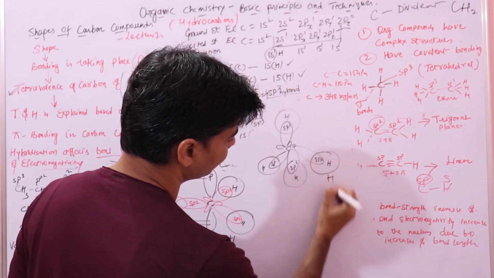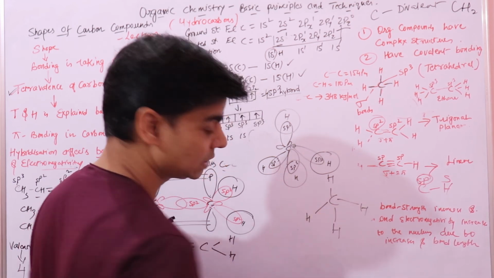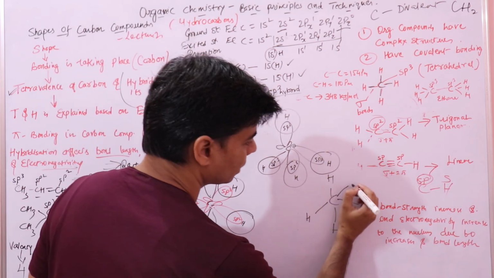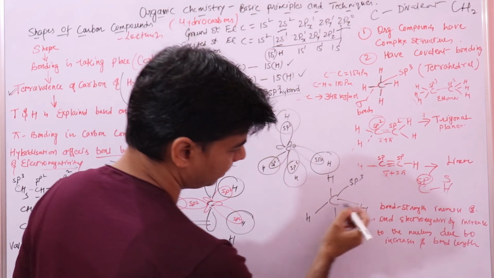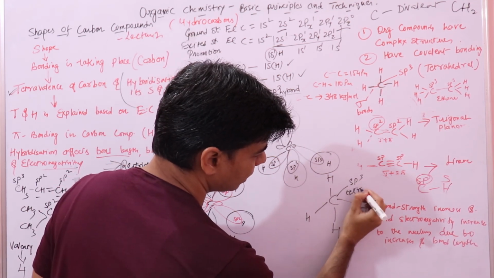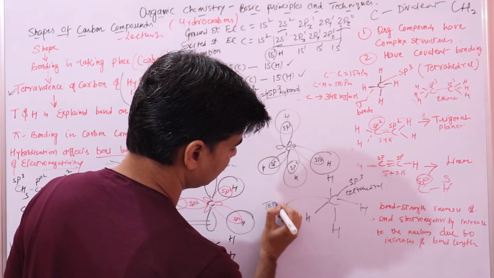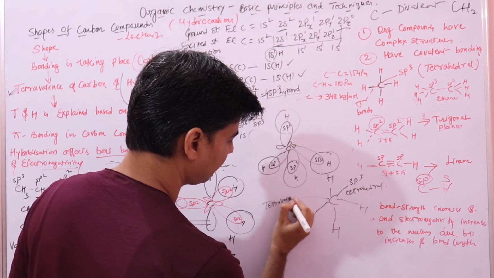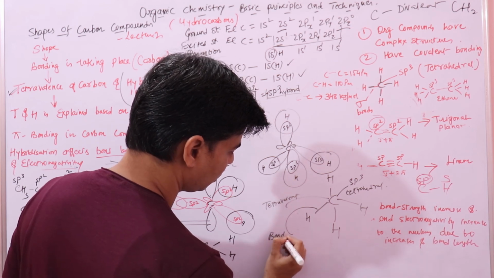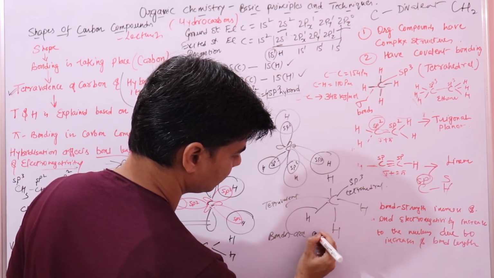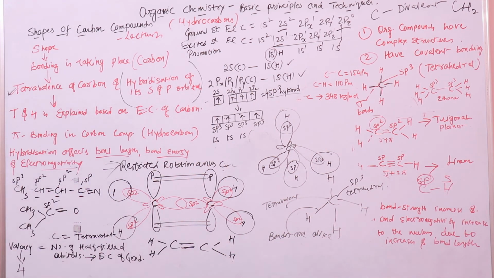That is why we say methane has sp3 hybridized carbon, right, and methane is tetrahedral in nature, and carbon atom in methane is tetravalent, right, and all these bonds are alike, all these bonds are same. I hope this is clear.